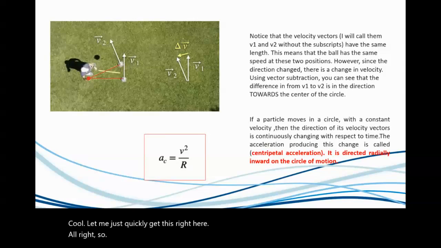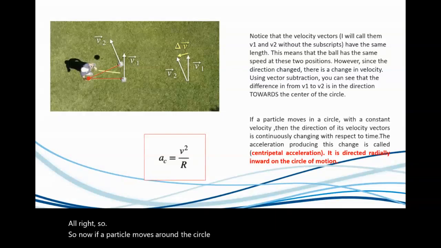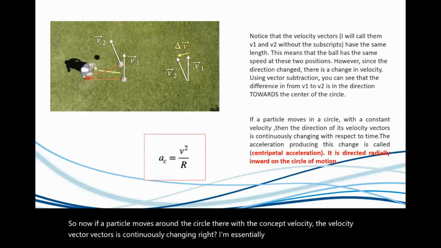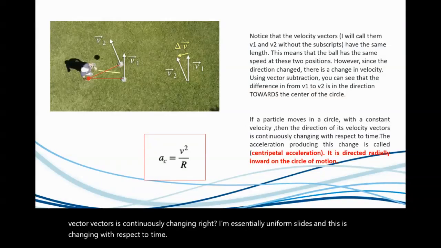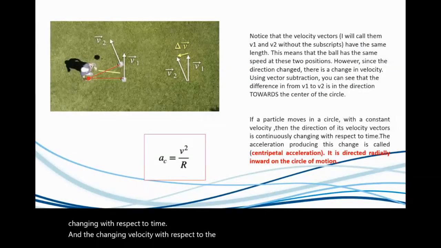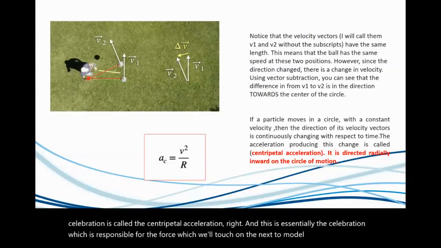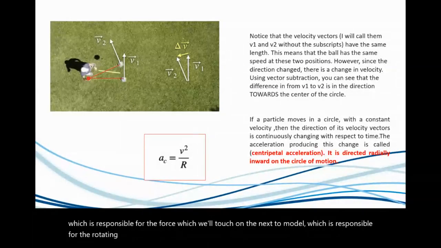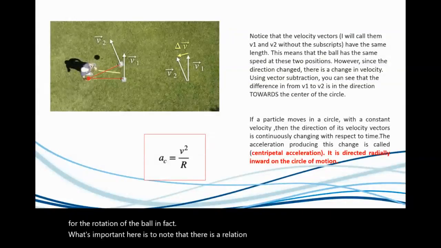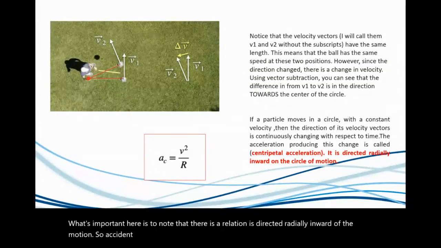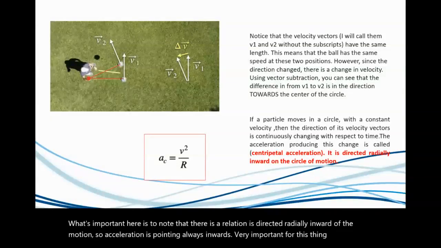So now, if a particle moves around a circle at constant speed, the velocity vector is continuously changing with respect to time. I'm essentially reading from the slides. The change in velocity with respect to time results in acceleration, and this is called the centripetal acceleration. This is the acceleration responsible for the force, which we'll touch on tomorrow, which is responsible for the rotation of the ball. What's important to note is that the acceleration is directed radially inward of the motion. So the acceleration is always pointing inwards, which is very important. And it's defined by the velocity squared divided by r.